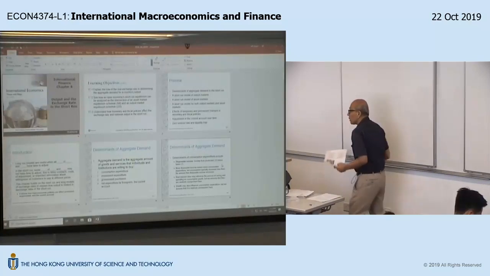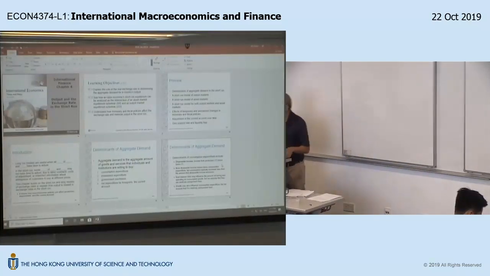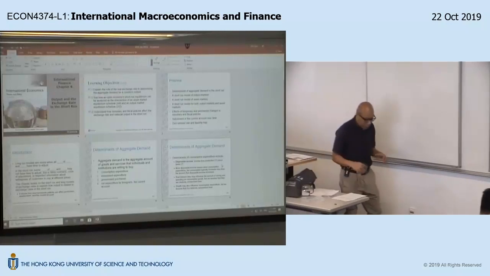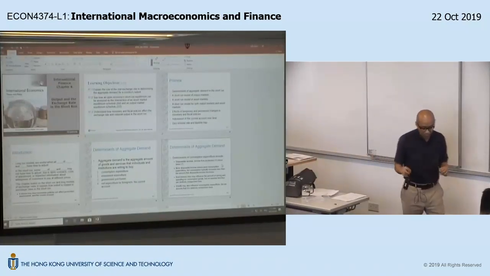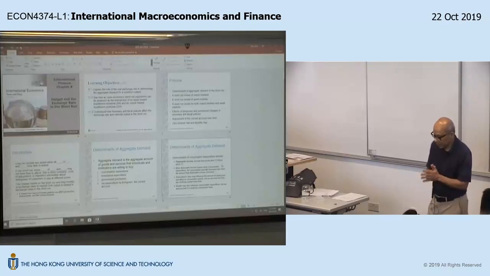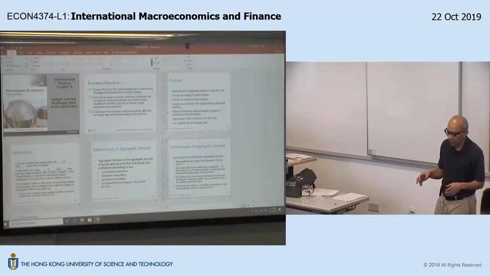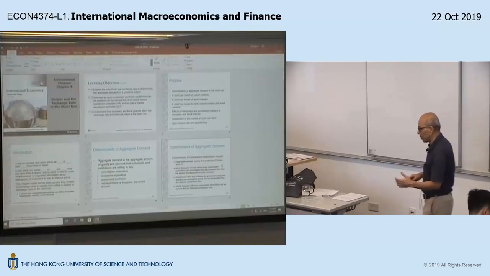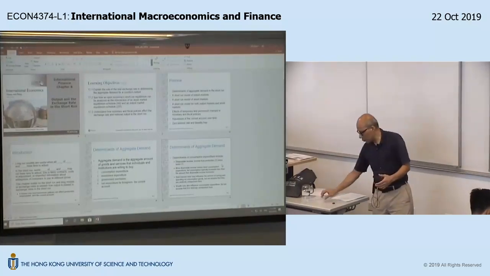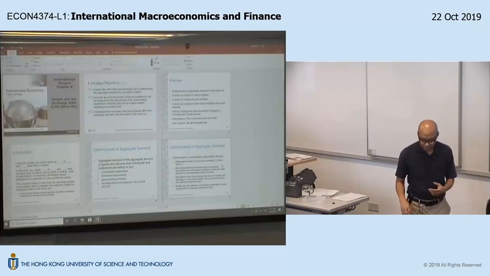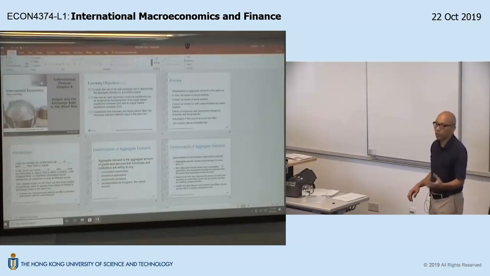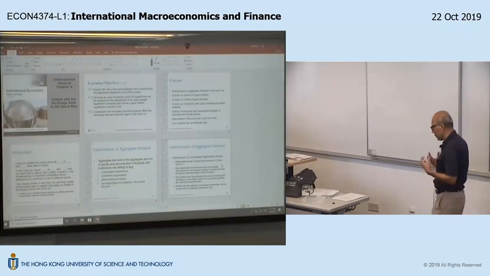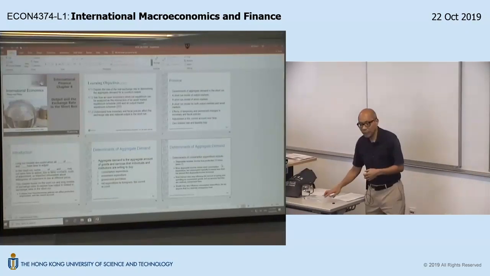So let's see. When we talk about the short run, okay, in this chapter we're talking about the short run, right? The short run we already defined previously. The short run is a state in which the price level doesn't adjust, because the price level is sticky.